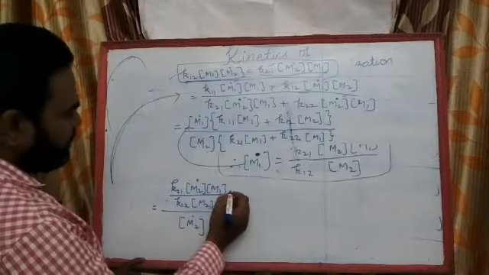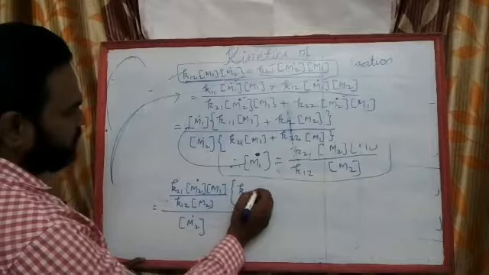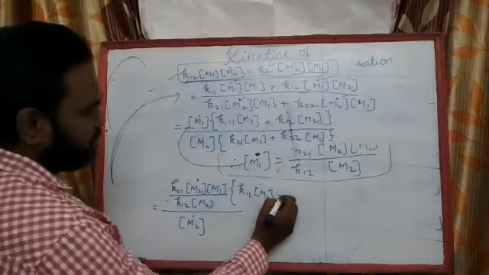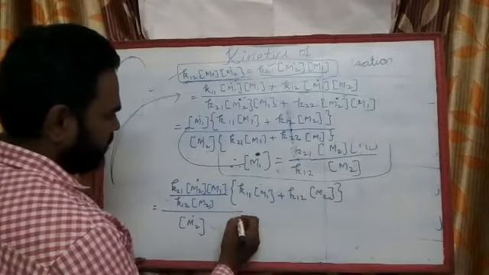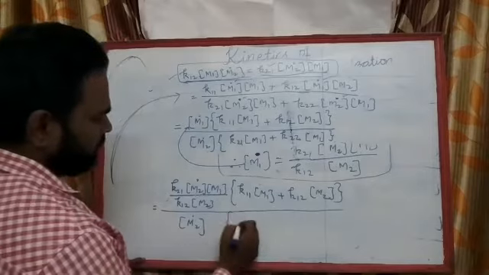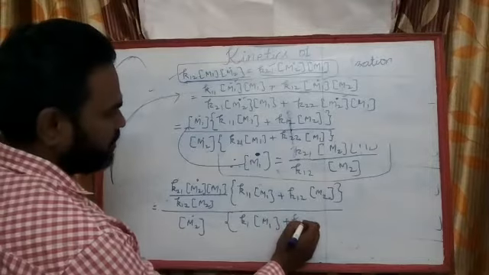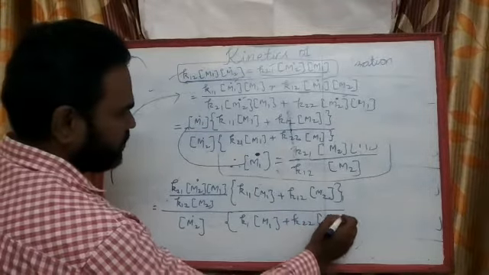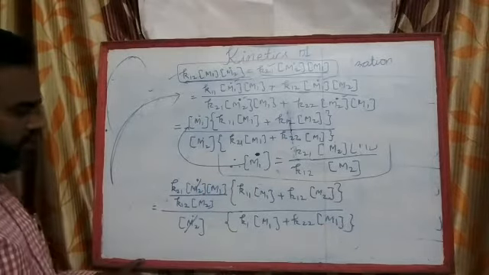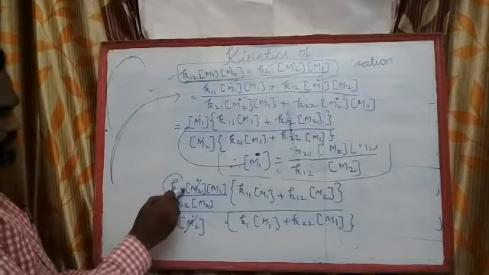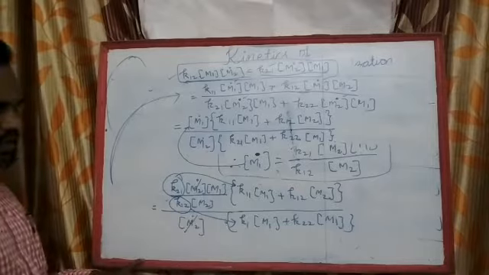So now this is K11 concentration of M1 plus K12 concentration of M2 whole divided by K21 concentration of M1 plus K22 concentration of M1. So this can be cancelled. This can be cancelled. Now I am going to substitute these values, multiply these values inside. So this goes here and this goes here.